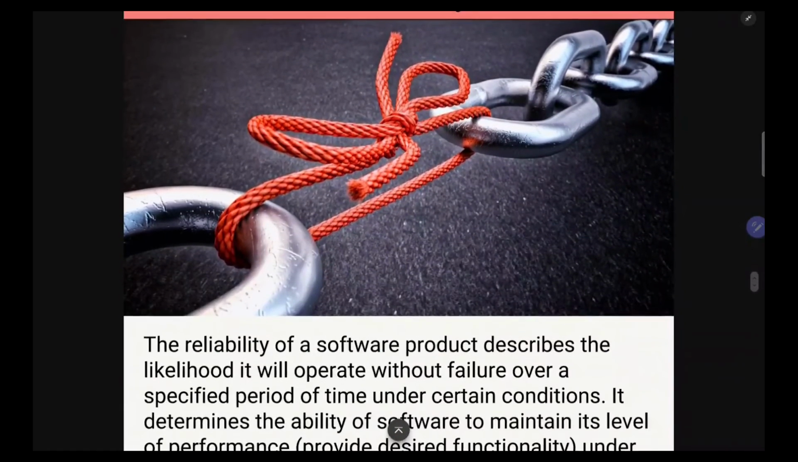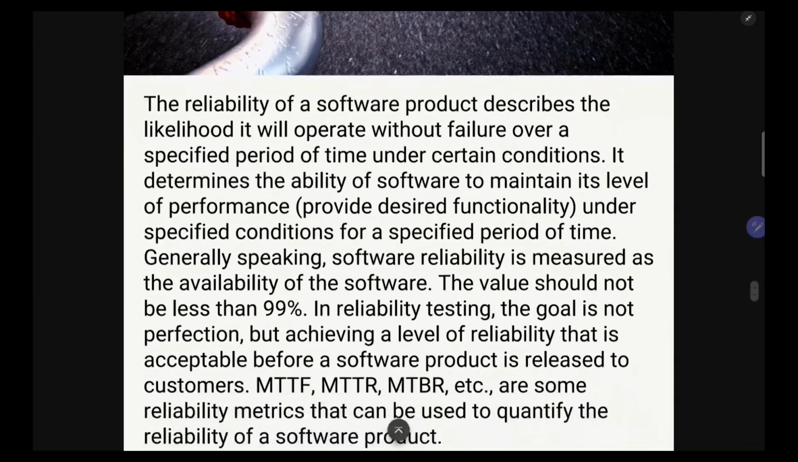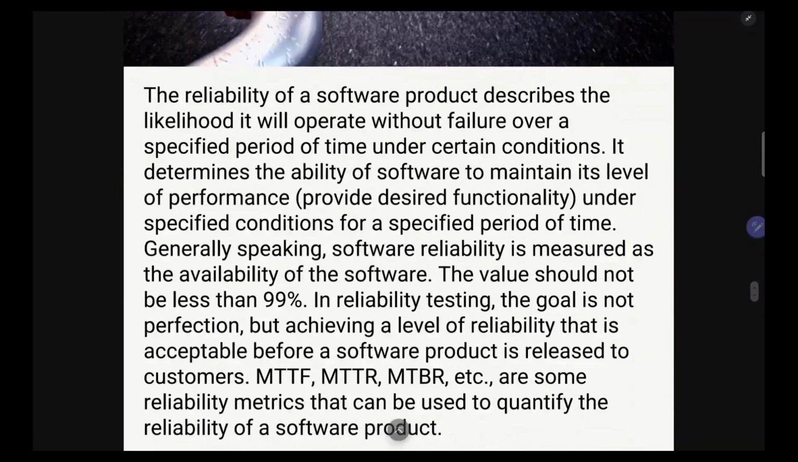5. Reliability. The reliability of a software product describes the likelihood it will operate without failures over a specified period of time under certain conditions. It determines the ability of software to maintain its level of performance and provide desired functionality under specified conditions. For a specified period of time, generally speaking, software reliability is measured as the availability of the software. The value should not be less than 99%.